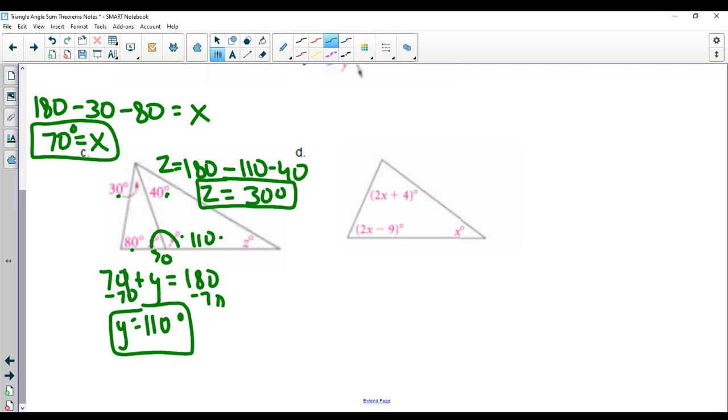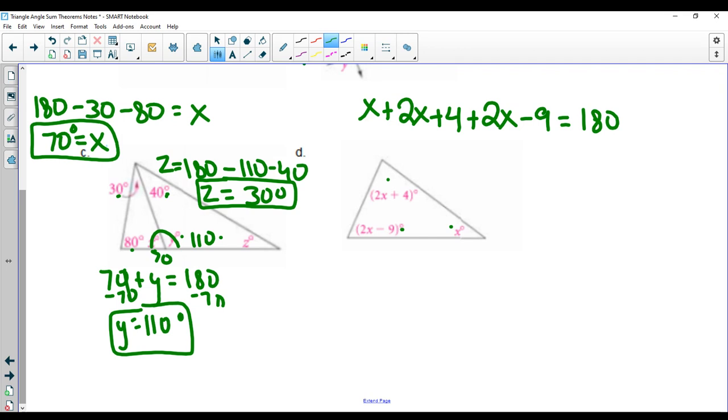All right, D. Now, my favorite. Now we got to do a little bit of algebra. So we don't know any of the 3 variables or angles, but we know that they all have a variable in them. And so we have to write an equation. We know that 2x plus 4 plus 2x minus 9 plus x is going to equal 180. So let's do that. I'm just going to start with x just because that's small. So plus 2x minus 9. That equals 180 degrees. Okay?